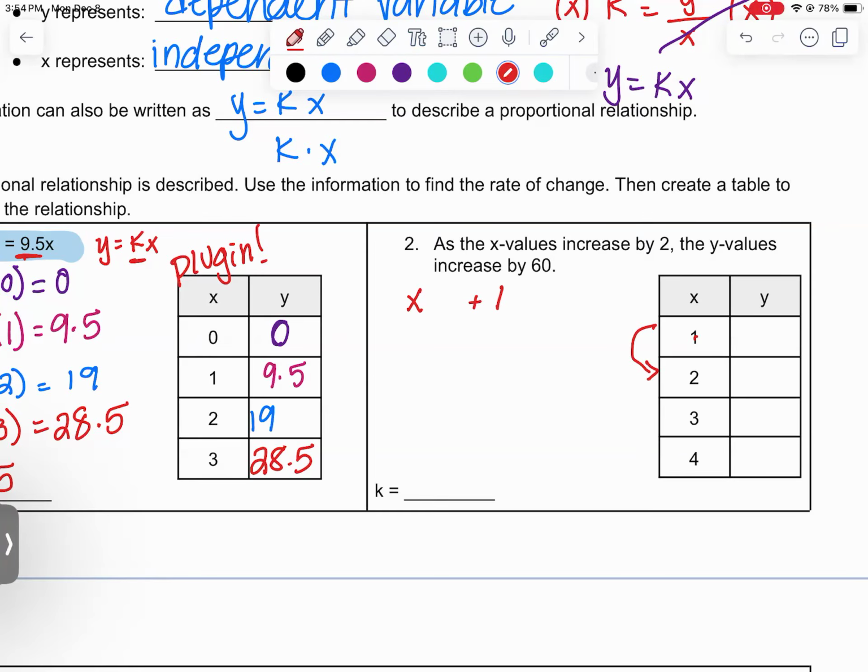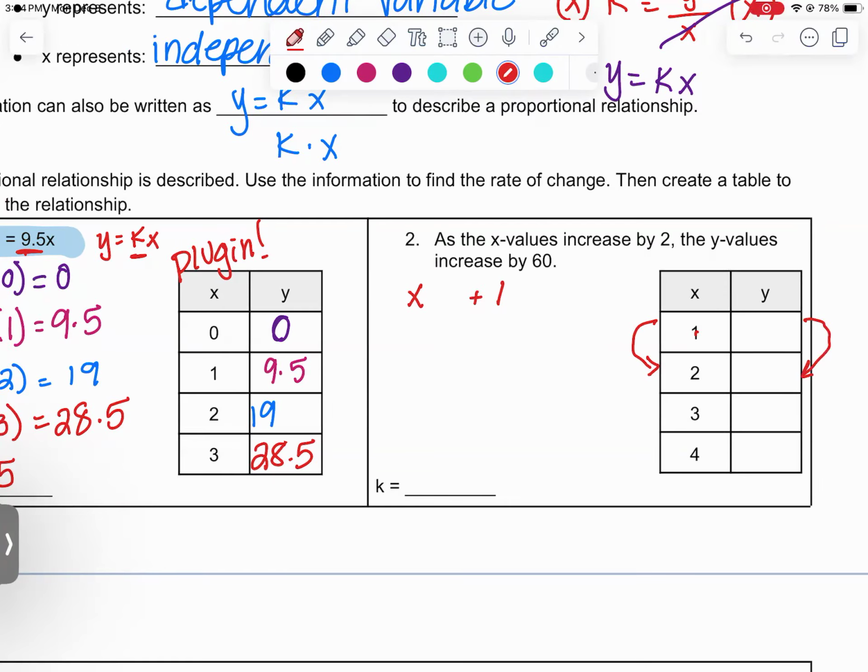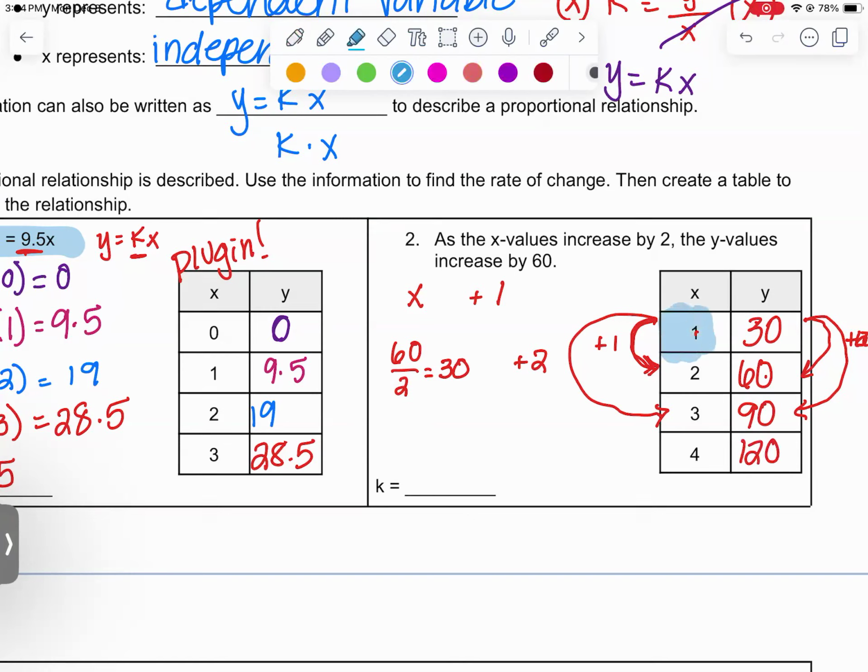So when I see that in my y values, if this side is increasing by 1, I know if it's increasing by 2, I am going to then on this side increase by 60. So I am going to take 60 over 2, and I get that each time I increase by 30. So for 1x, I have 30. If I'm increasing by 1, I increase by 30. So 30 and 30 make 60. 60 and 30 make 90. 90 and 30 make 120. Looking here, my constant of proportion is 30.